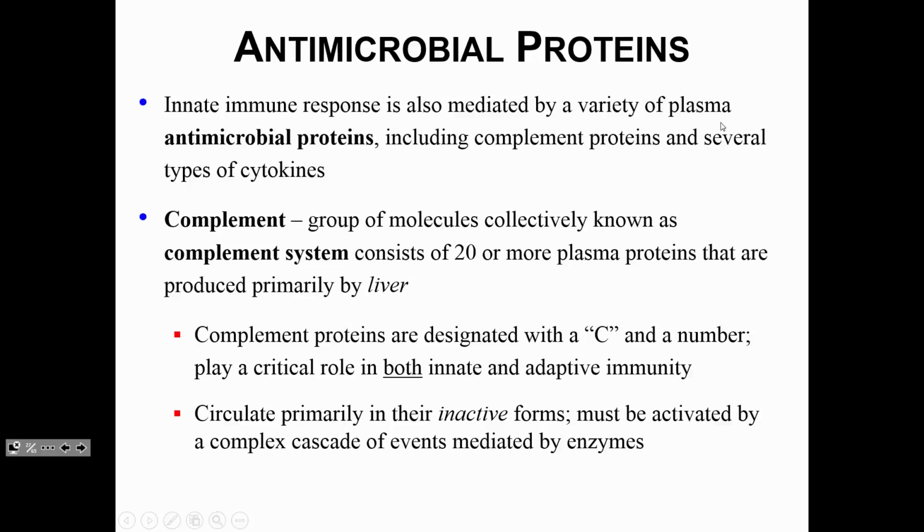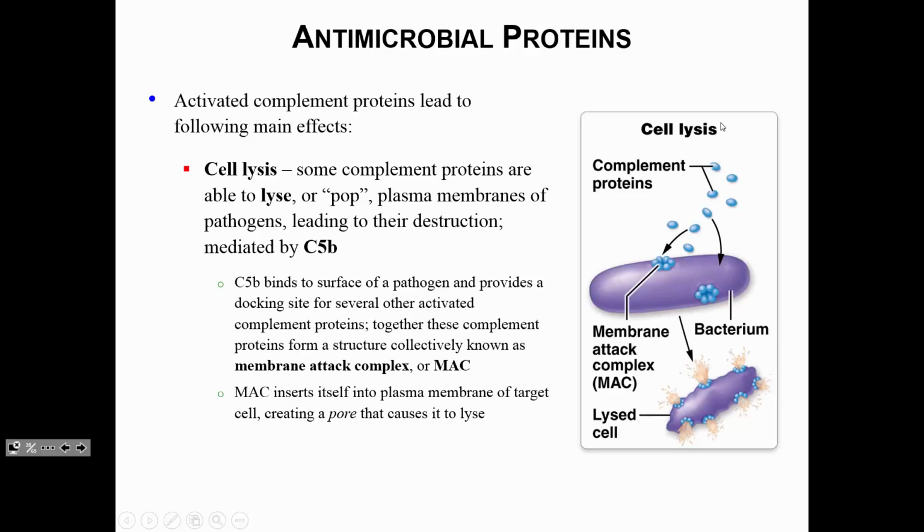Now, they're circulating in the bloodstream in an inactive form, and they have to be activated just like many other enzymes and proteins in the body. That activation involves a really complex cascade of events that starts when you have some type of injury or some type of damage to the tissue. Now, we're going to look at what they do. Once these complement proteins get activated, they have 5 main effects as to how they deal with pathogens.